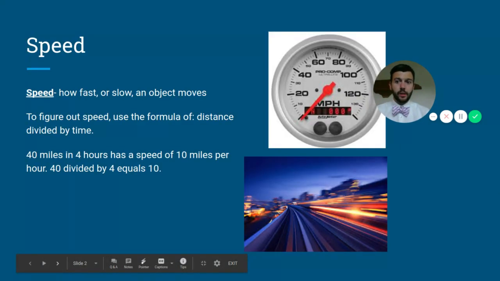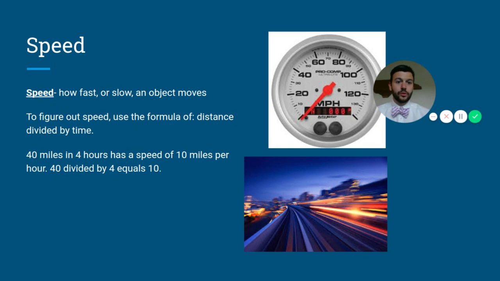So the first thing I want you to know is speed is how fast or slow an object is moving. And you're like, okay, thanks, man. Yeah, I know you already know that. Wanted to make sure we could start somewhere common. But I want to tell you the formula. To figure out speed, it is distance divided by time.